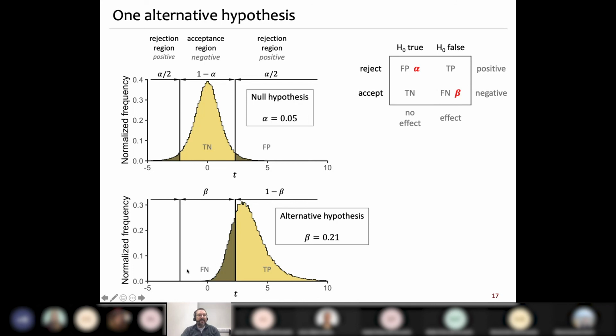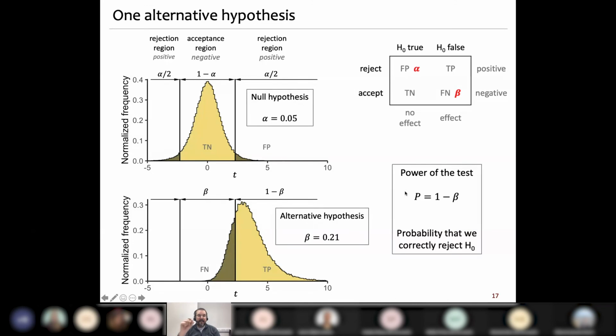So if our t-value is here, this is a false negative, and here there is a true positive. And the probability of the true positive is 1 minus beta. This is the power. It's the probability that we correctly reject H naught. The alternative hypothesis is true, and we reject the null hypothesis. This is the true positive.